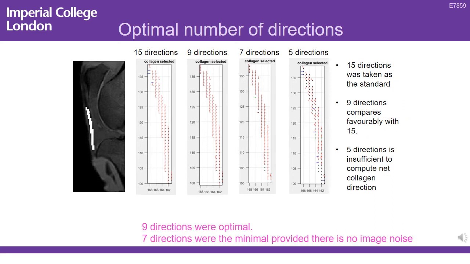We compared everything with the 15 orthogonal directions, and you can see that actually 9 directions were optimal. If you look very carefully at the fibre orientation maps of the patella tendon, you can spot differences. 7 directions is the minimum needed, provided that there is no noise. The more noise, the more this data is affected. And 5 directions is just insufficient to compute the collagen direction.